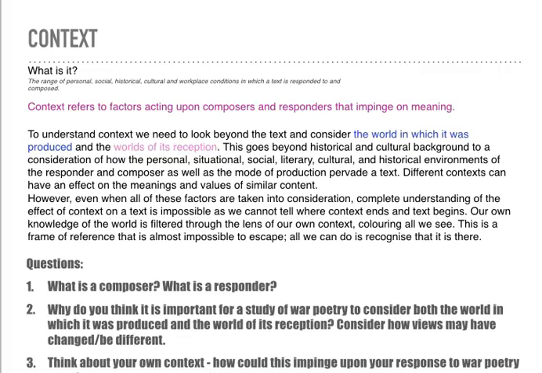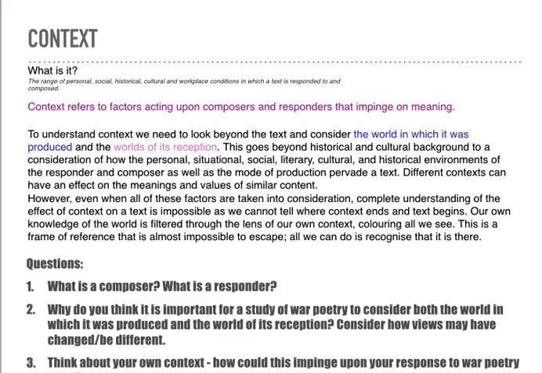So first up, we've got context. Start off with the wordy definition, and then we'll try and break it down a little bit. So context, what is it? Context is the range of personal, social, historical, cultural, and workplace conditions in which a text is both responded to and composed. So let's take a breath for a minute. Context refers to all the different factors that act upon composers and responders that impinge on meaning, or that affect the meaning, or that maybe create a specific meaning.